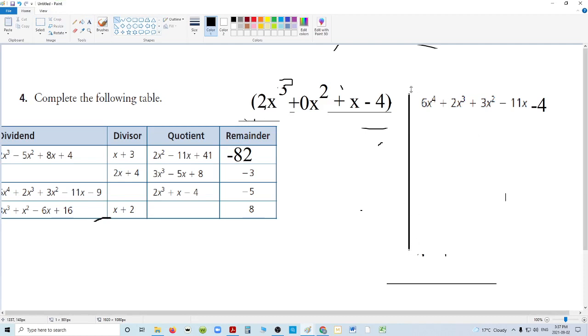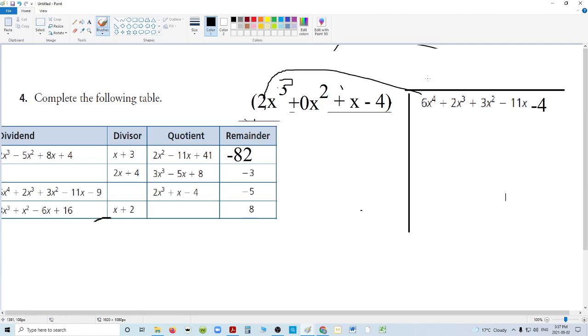Now, once you learn synthetic division, you'll never go back to long division, because you can see how long and painful it is. So how does 2x cubed become 6x to the 4? It's multiplied by 3x squared. No, it's just 3x.